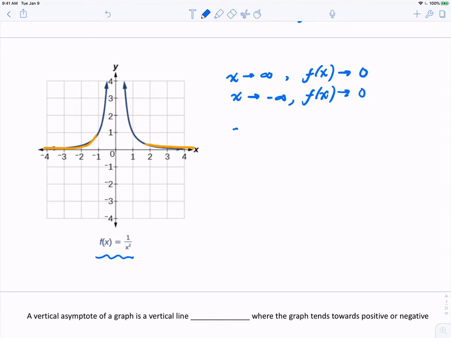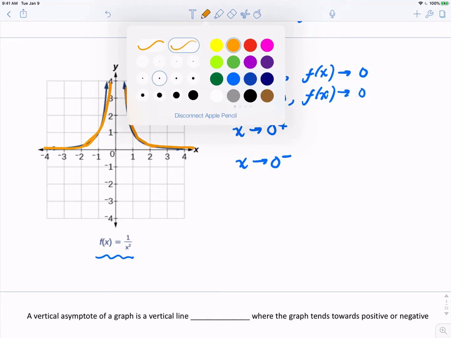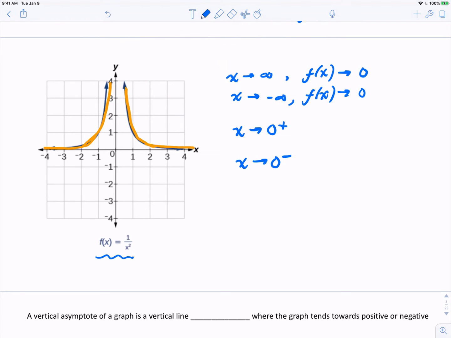Notice as x approaches 0 from the right, and as x approaches 0 from the left, the same thing is happening on either side. As we approach 0 from the left, the function's getting larger and larger. As we approach 0 from the right, the function's getting larger and larger. So for f of x is equal to 1 over x squared, whether we approach 0 from the right or from the left, the function values just keep getting larger and larger. In other words, the function values are approaching infinity.